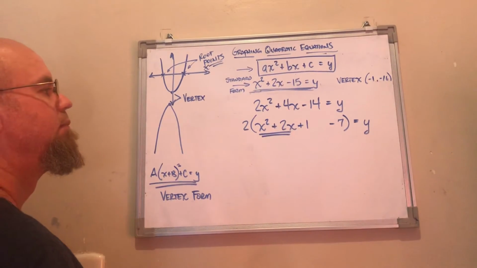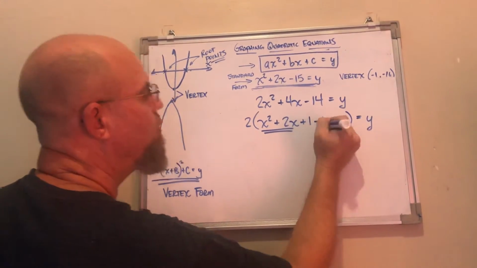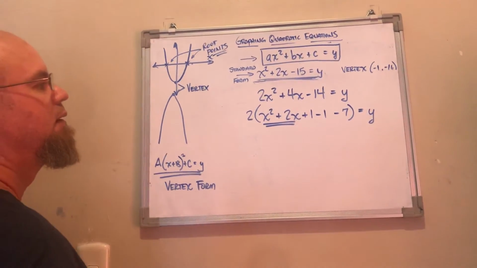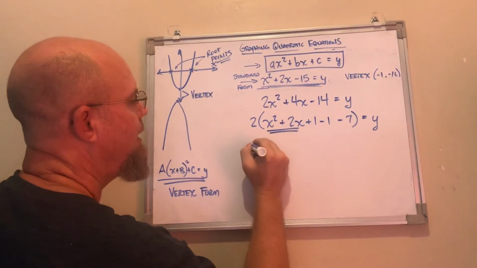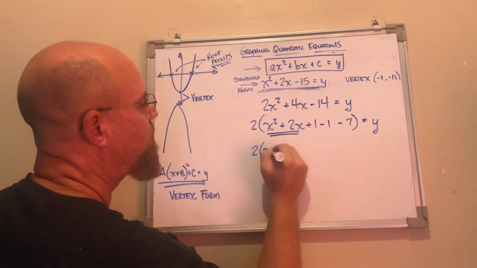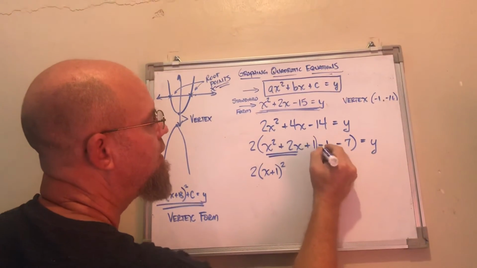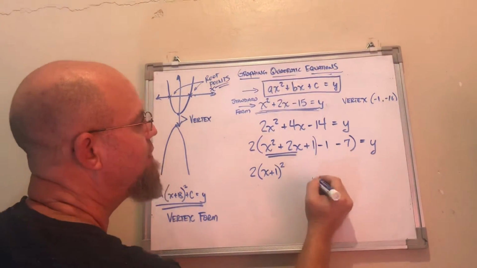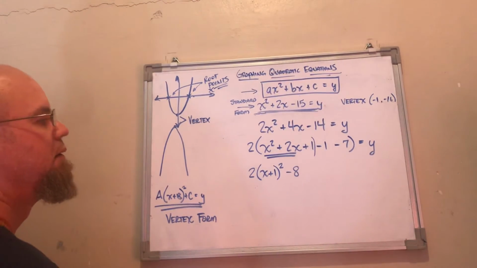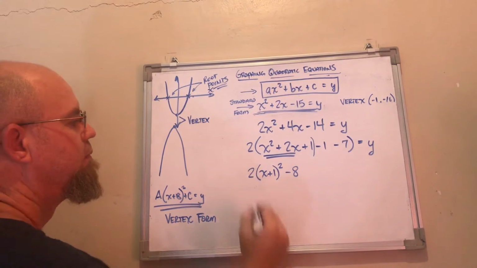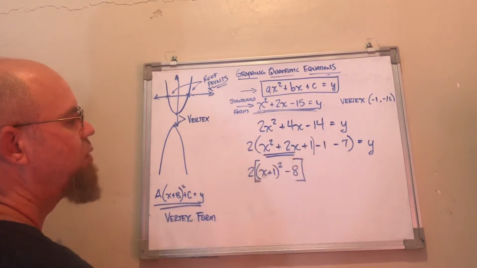Right? And then I'm also going to have to subtract 1. All right? So then I've completed the square, so now I have 2 times x plus 1 squared, right? And now I've got this negative 1 and negative 7, so that's minus 8. Right? And this is all in the parentheses.